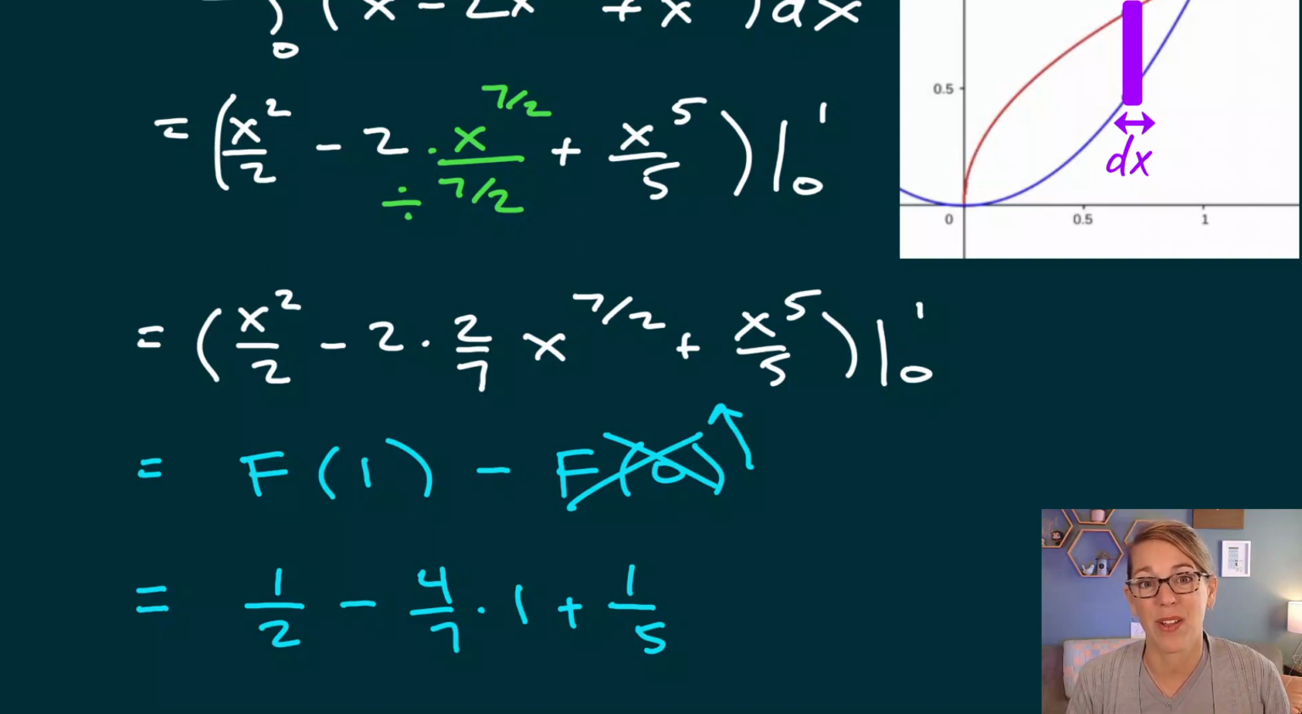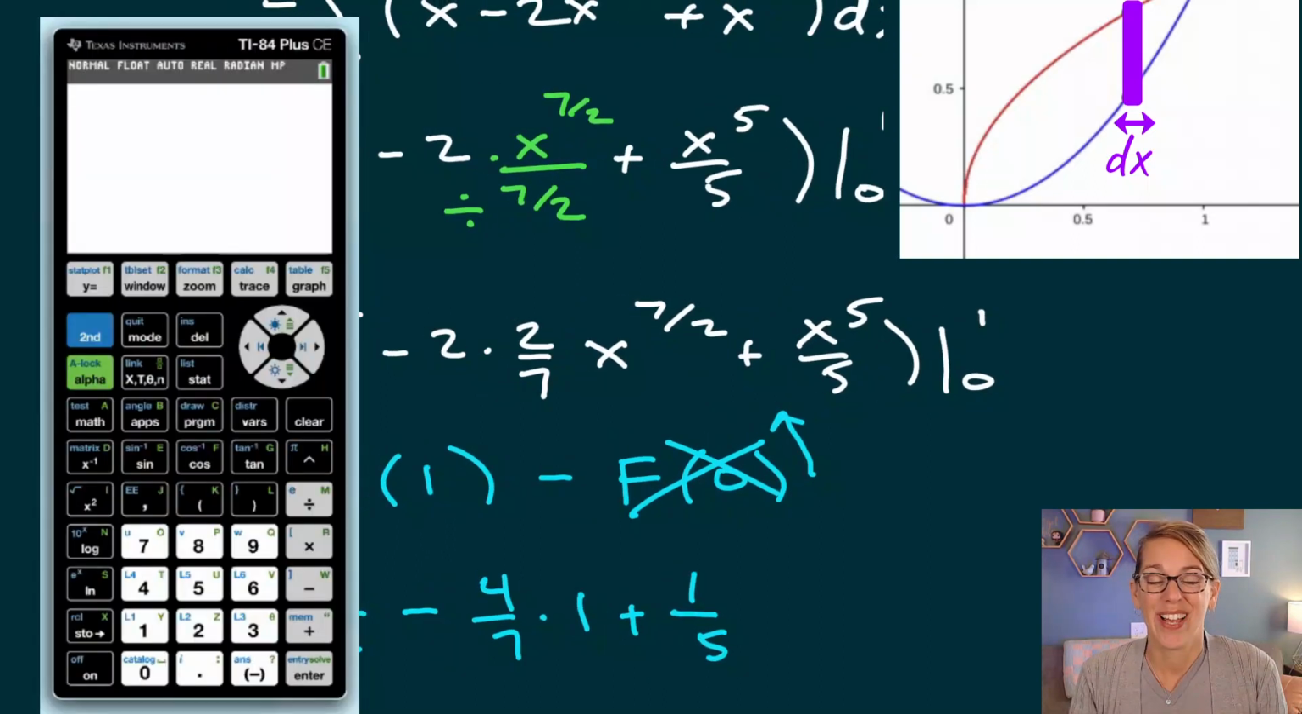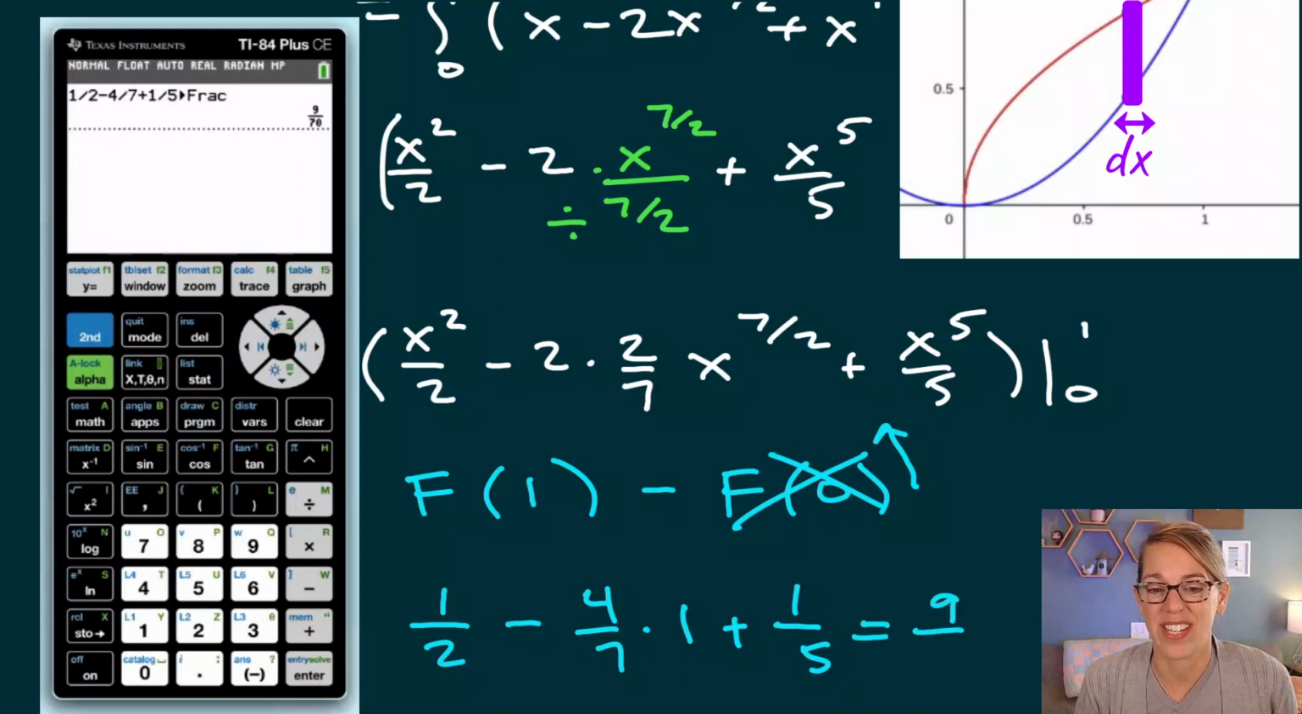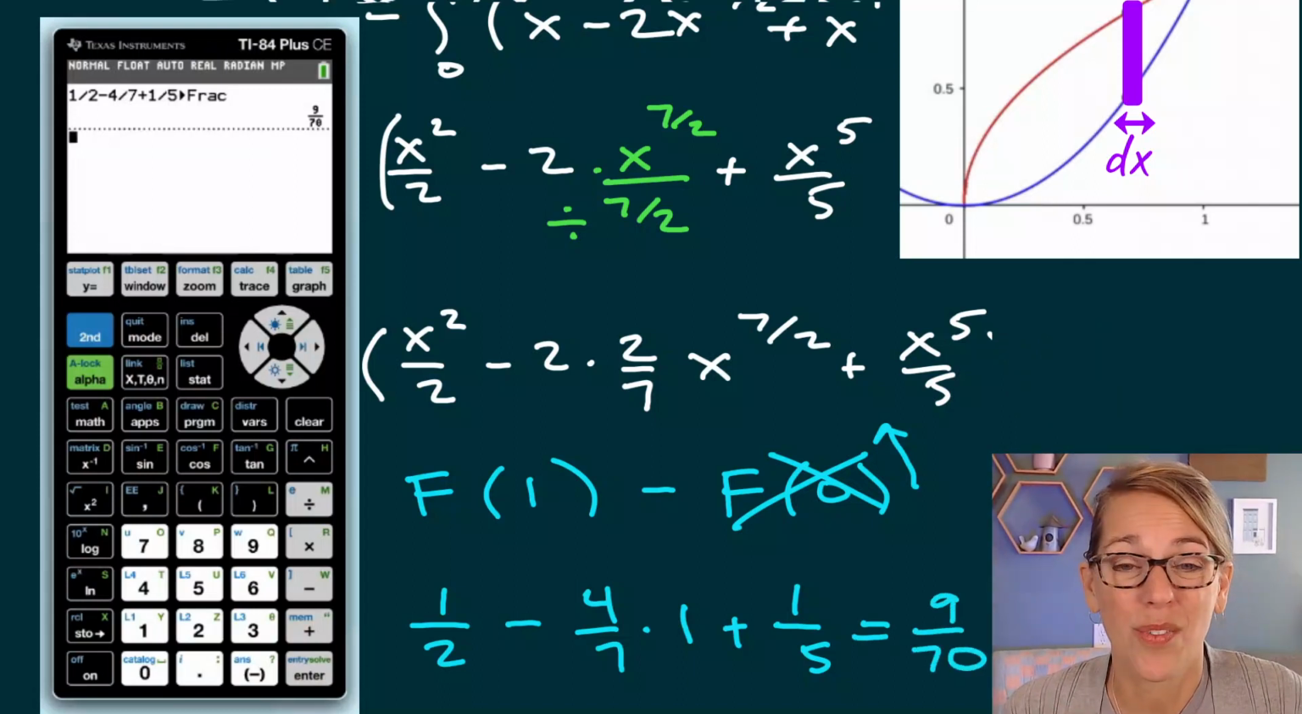I could find a common denominator and add all of this up by hand, but why bother when I can do this with my graphing calculator? I'm just going to type this into my TI-84, and then I'm going to convert to fractions. So I'm going to go 1/2 minus 4 sevenths plus 1/5. You can hit enter, but I'm going to convert this to a fraction. So I'm going to hit my math key and then choose convert to fraction by hitting enter and then enter again. And we get our answer of 9/70ths.